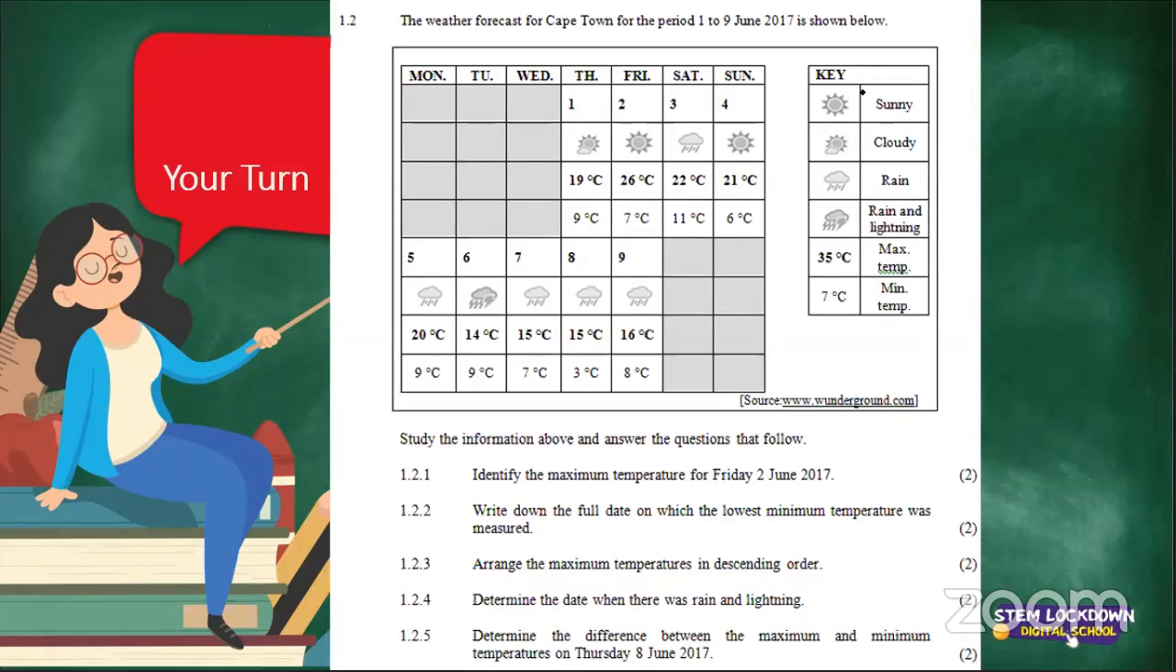Here you're also given a key: sunny, cloudy, raining, rain and lightning, maximum and minimum. So this is easy. Now 1.2.1, it says identify the maximum temperature for Friday, the 2nd of June 2017. Just write your answer on your chat. What is the maximum temperature for Friday the 2nd?